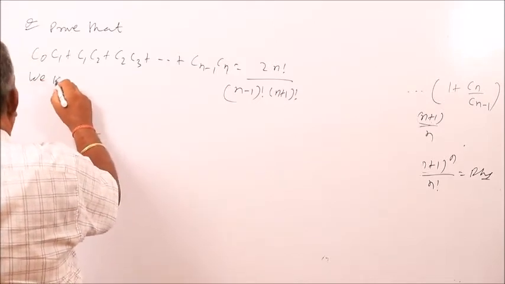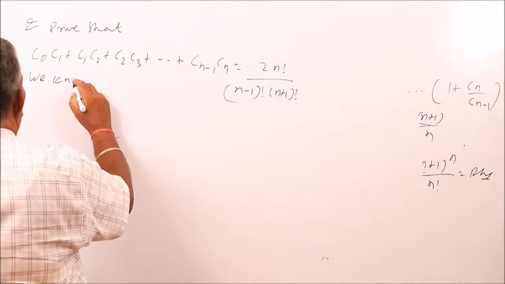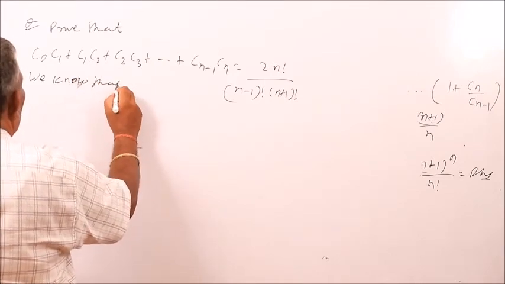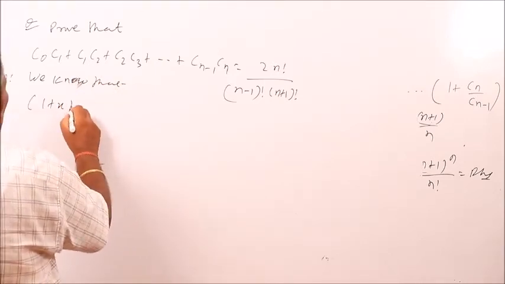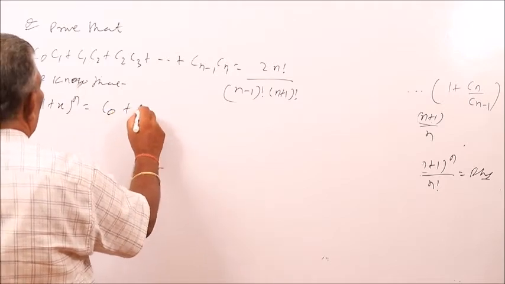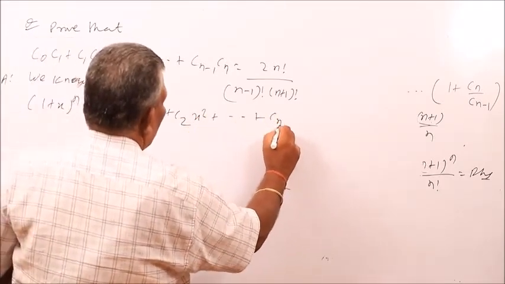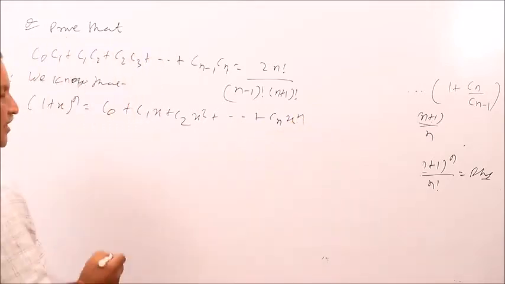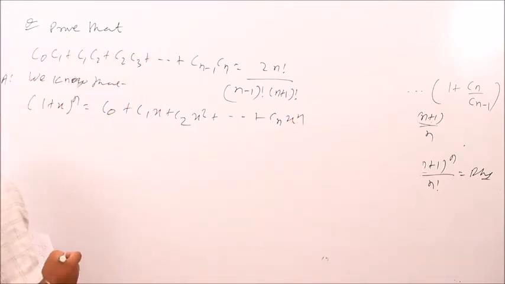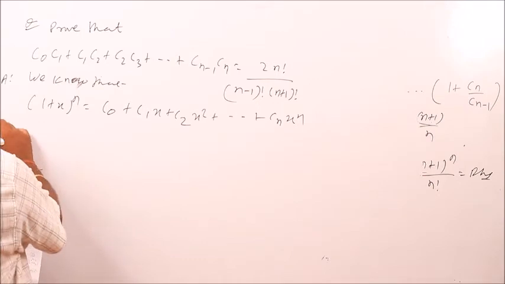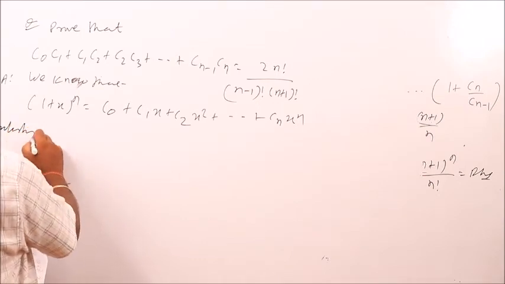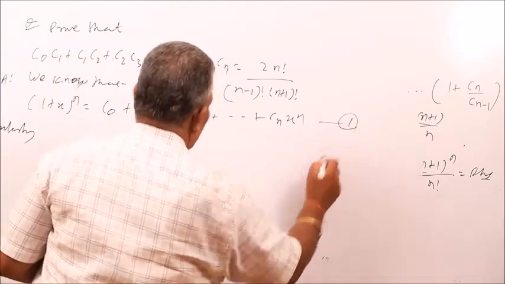We know that 1 plus x whole to the power n equals C0 plus C1x plus C2x square up to Cn xn. Gradually the power of x is increasing and that of 1 is decreasing. Similarly, let it be equation 1.